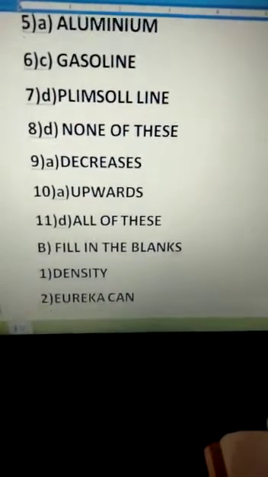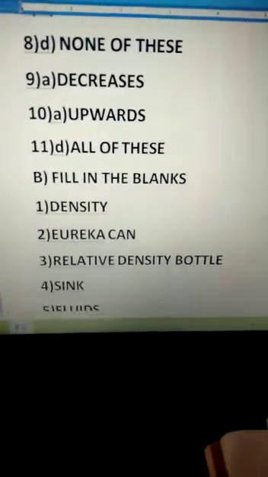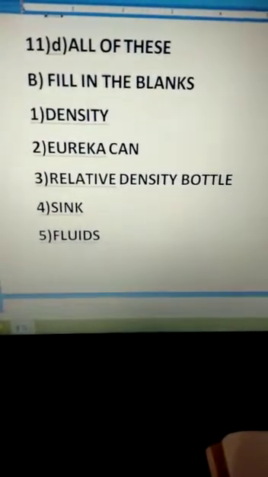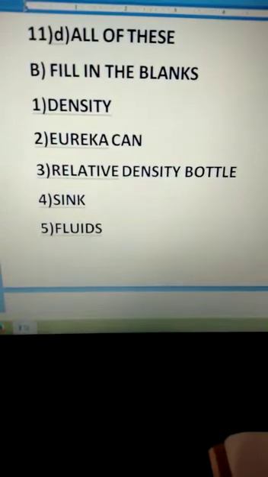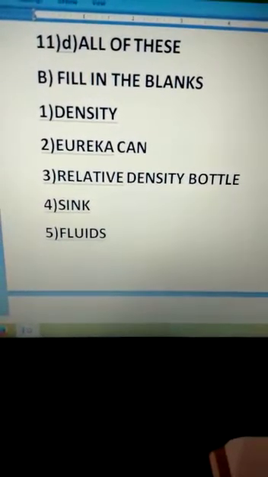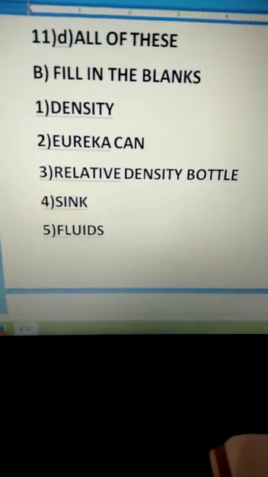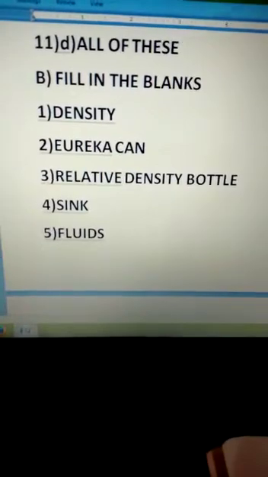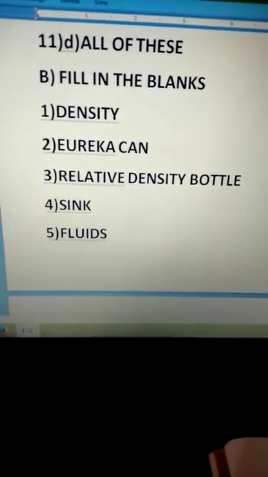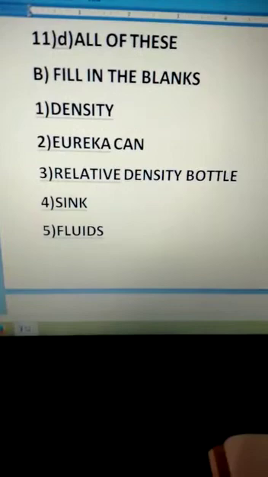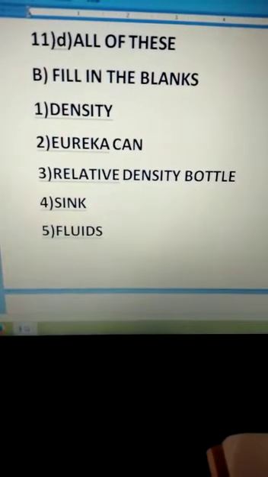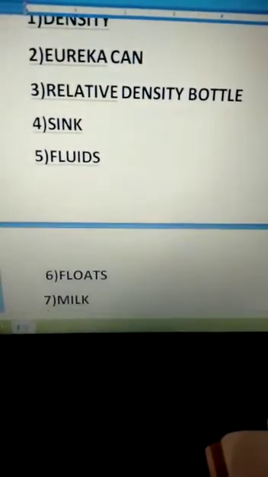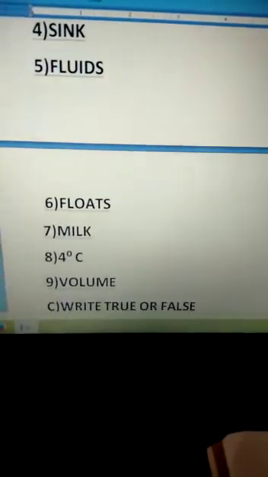Next we'll move on to fill in the blanks. The first one is the density of a substance is the ratio between mass to volume. The next one is a Eureka can is a container with a spout below its top. A relative density bottle, a small glass bottle with a stopper having a fine capillary tube. An iron ball will sink in water. Number 5, both liquids and gases are together known as fluids. Number 6, icebergs float in sea water.